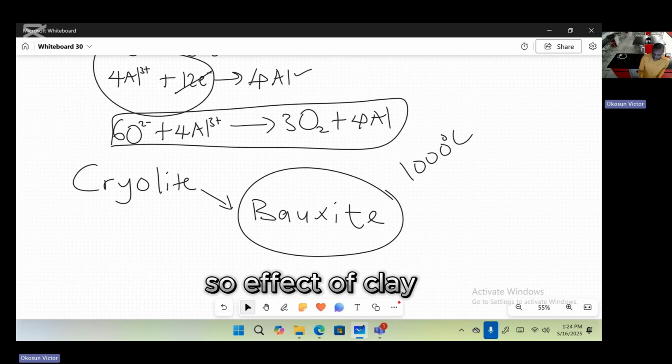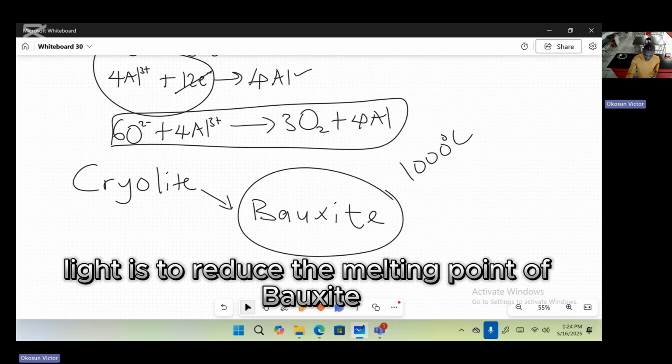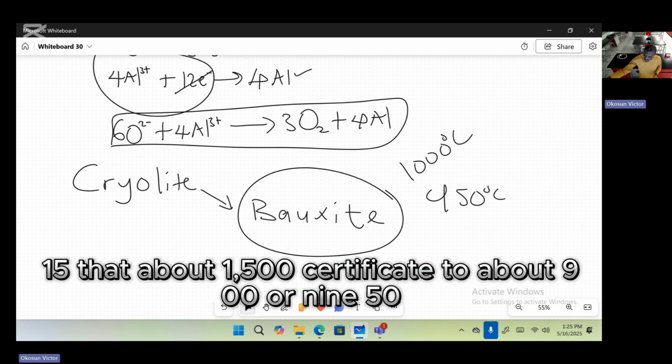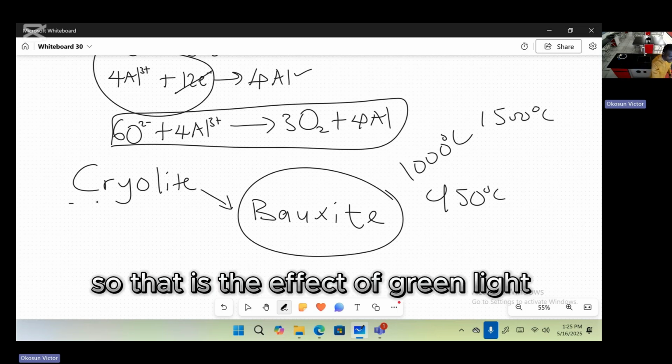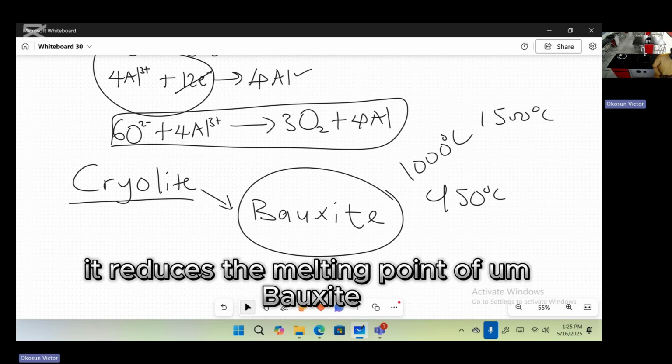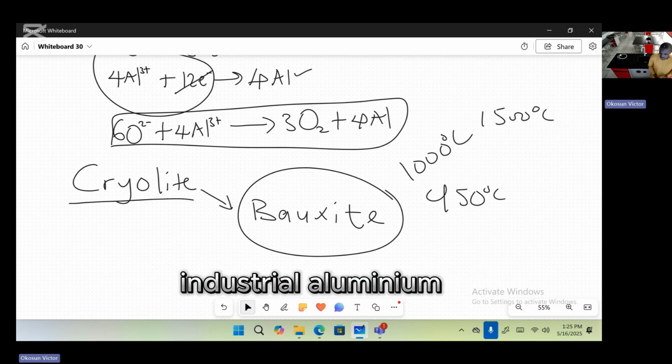So the effect of cryolite is to reduce the melting point of bauxite from above about 1500 centigrade to about 900 or 950, and then you have saved energy, you have saved cost. So that is the effect of cryolite. It reduces the melting point of bauxite in the extraction of aluminium.